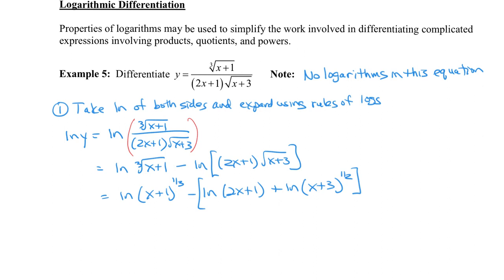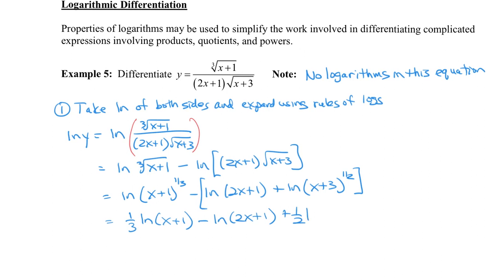Okay, so look what we did here. This is natural log of a times b, which is equal to the natural log of a plus natural log of b. I wrote this as x plus 3 to the 1/2. Got the negative out here still. So now with these powers, we can bring the powers down. I'm going to distribute the negative sign through. So this will give us 1/3 times the natural log of x plus 1 minus the natural log of 2x plus 1 plus 1/2 times the natural log of x plus 3.